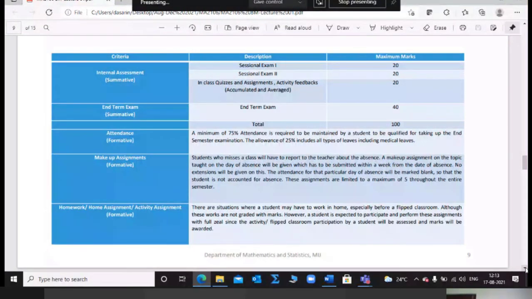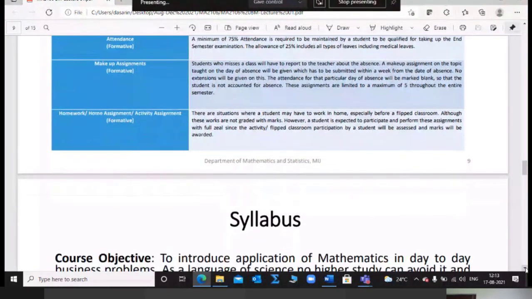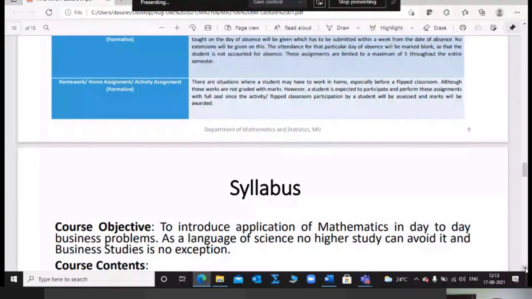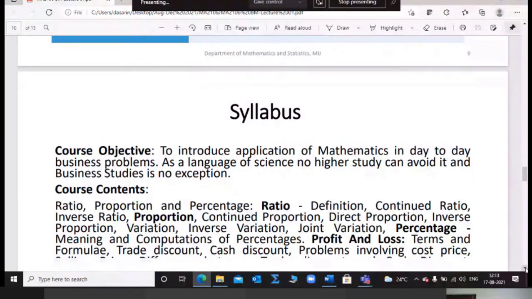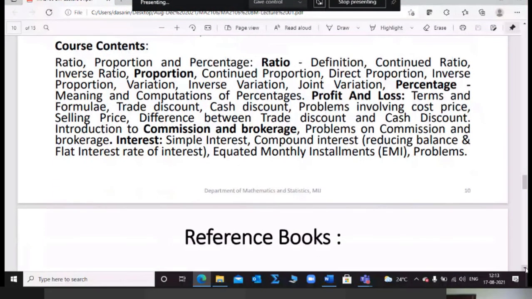Now coming to the syllabus for this course, we'll start with ratio and proportion, percentage. In ratio, what are we going to learn? What is the definition of a ratio? What is a continued ratio? What is an inverse ratio? After that, we'll enter into the proportions concept. Proportions, continued proportion. What is a continued proportion? Direct proportion means what? Inverse proportion means what? What is the variation? Inverse variation, joint variation.